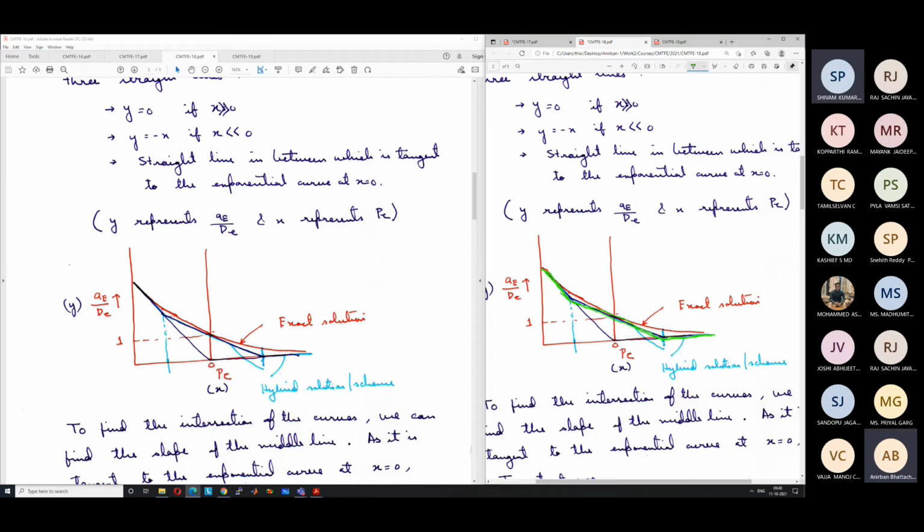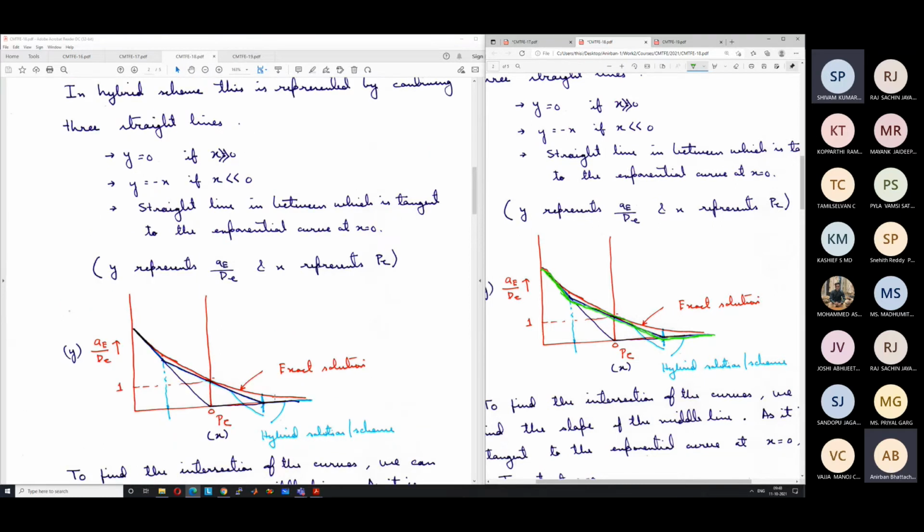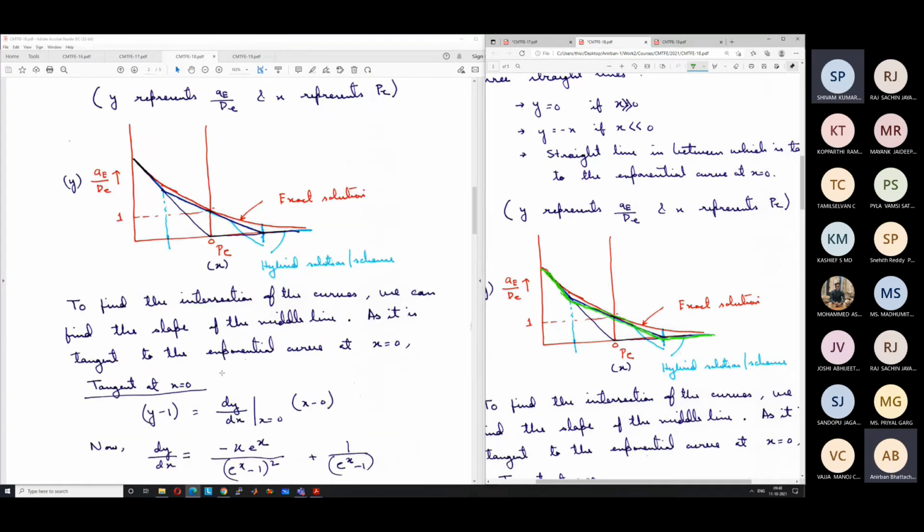So now we have still not defined the straight line in the middle. These 2 straight lines can be easily defined based on the slope. So one is y is equal to 0, this one, and this is y is equal to minus x. But what about the straight line which goes through y is equal to 1 at x equal to 0, and the slope is same as the slope of the exact curve at x equal to 0? Okay. To find that, let us find the slope of the exact curve at x equal to 0.